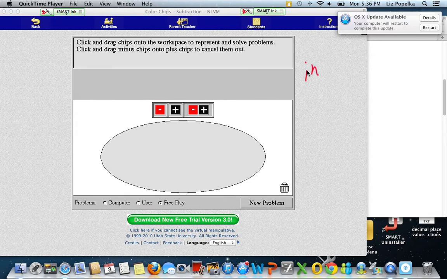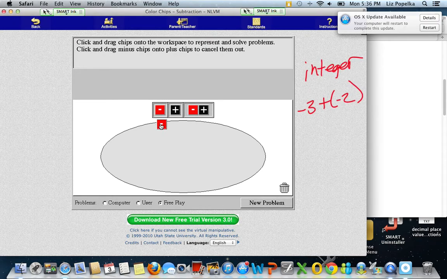Remember that an integer is all the whole numbers, like 1, 2, 3, 4, and their opposites, like -1, -2, -3, -4. So if I were going to add together the integers -3 plus -2, and make a model of it using my little chips here, I would have a -3, then I would add with it a -2. -3 plus a -2 is going to give me a total of a -5.